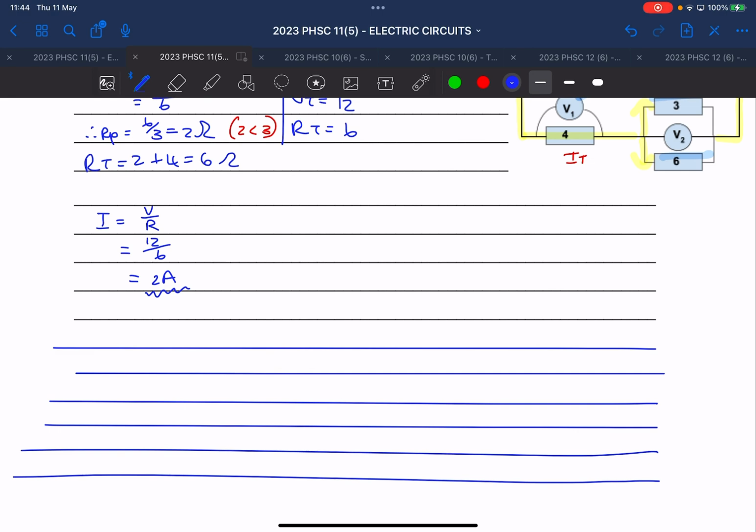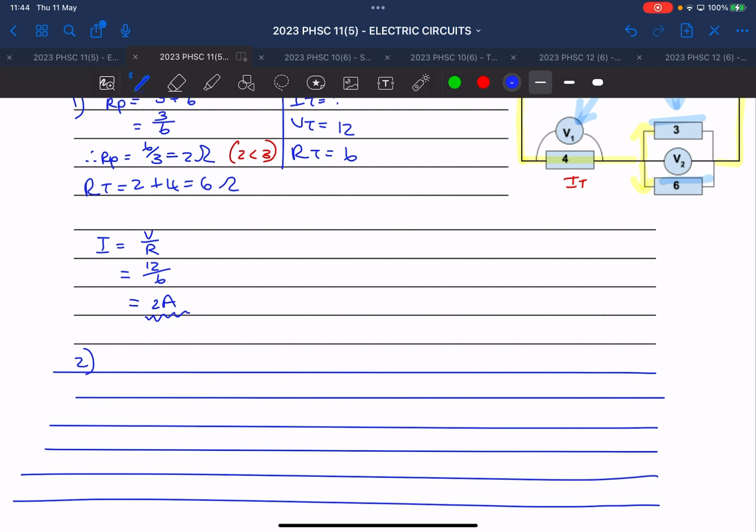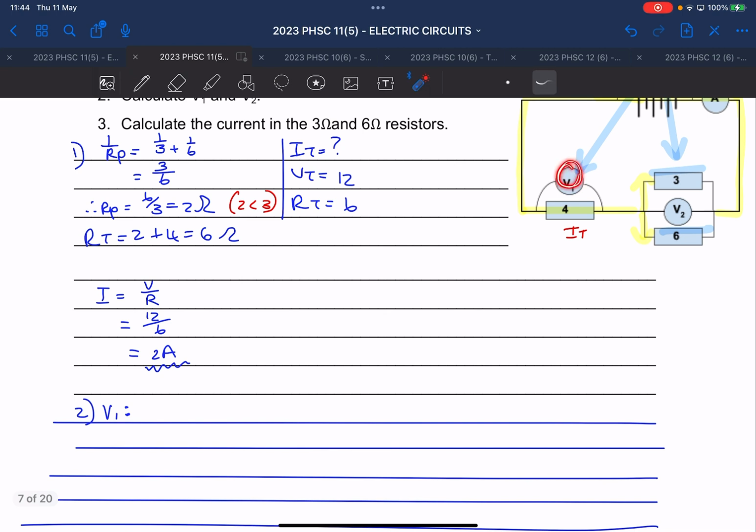Question 2. I'm first going to look at V1. Now V1 specifically gets the volts for the 4 ohm resistor. So my info table must fit with the 4 ohm resistor. At my info table, my resistance is 4. My volts I want to get. And the current is 2. So why is it 2?